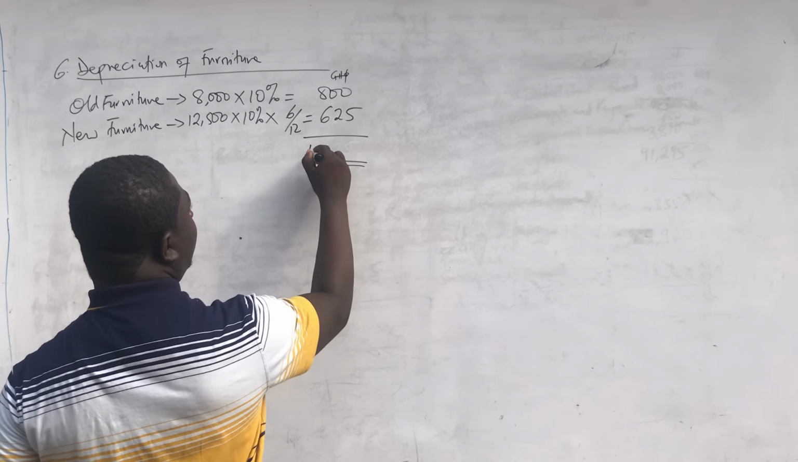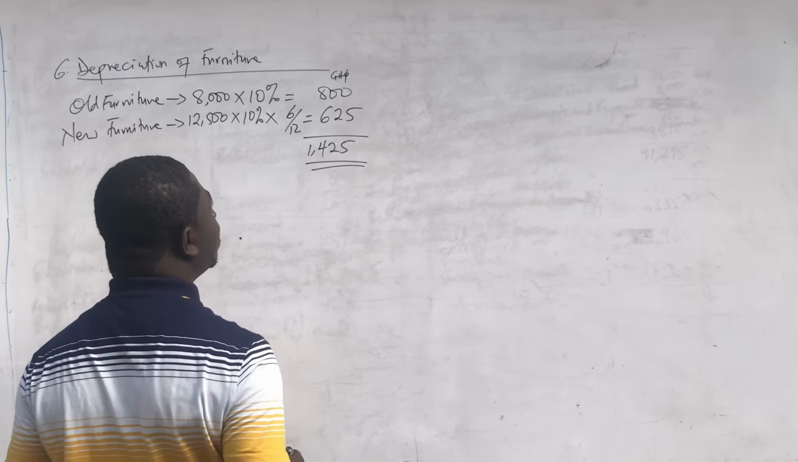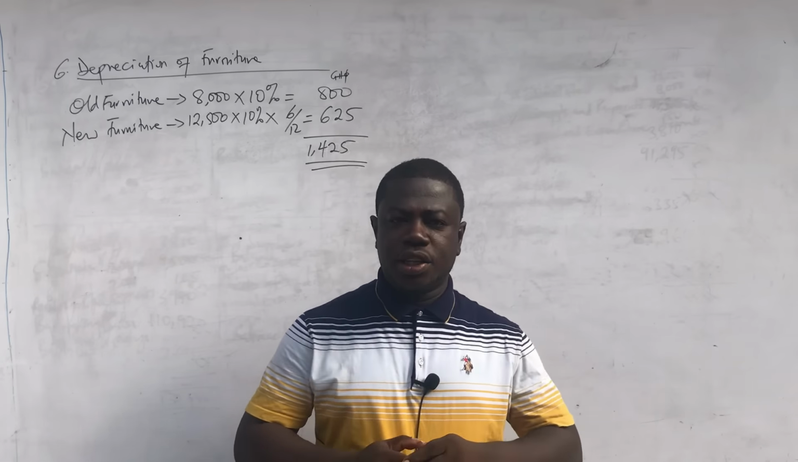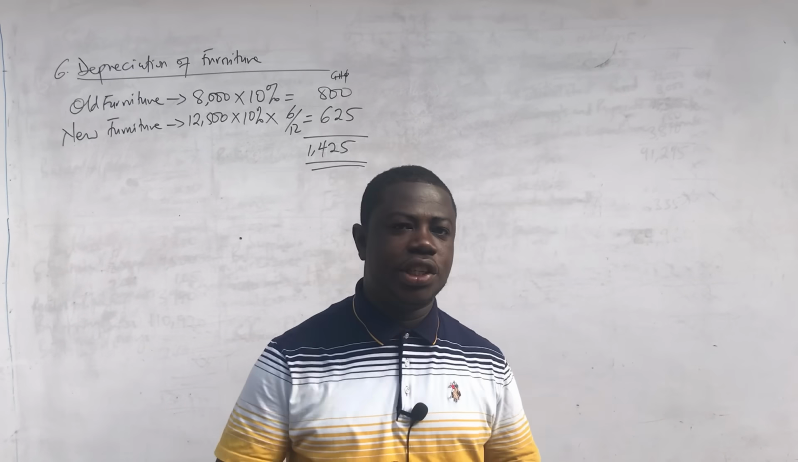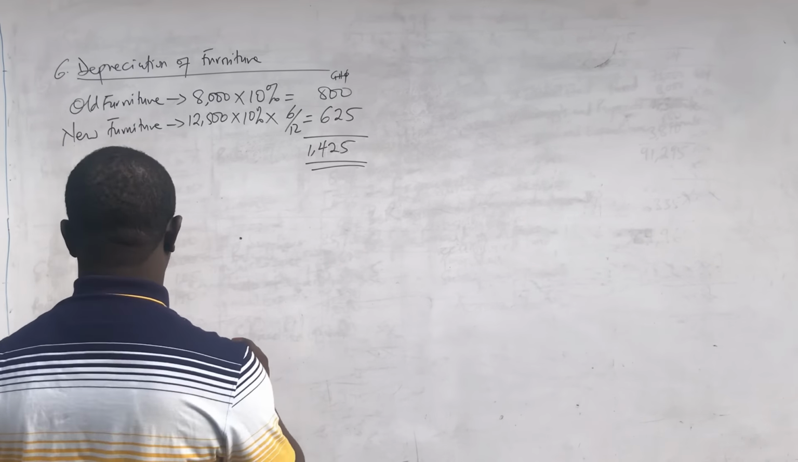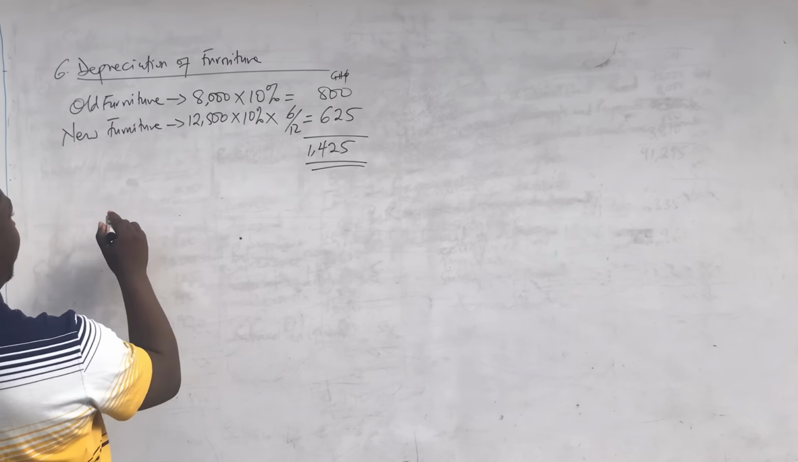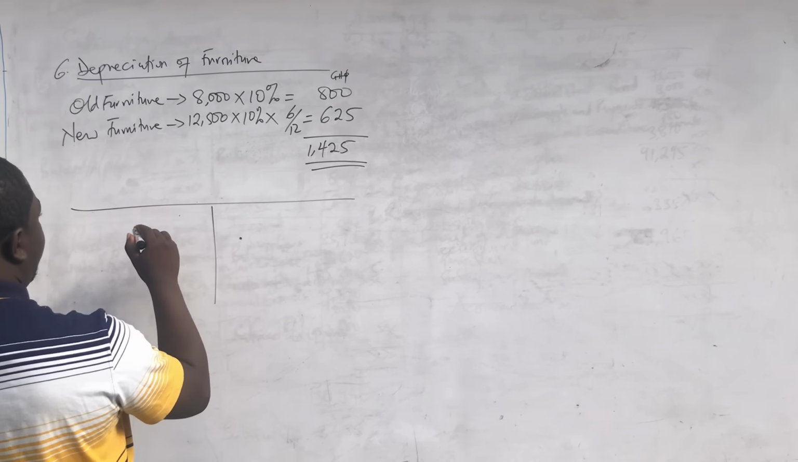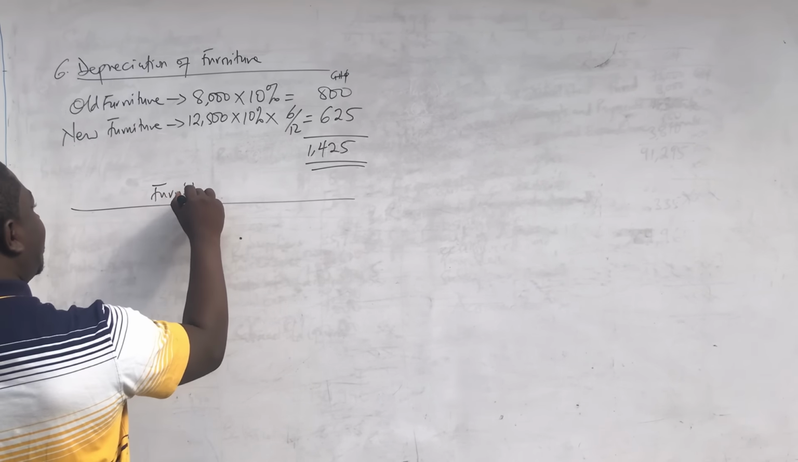And so when we add that up, we have 1,425 Ghana cedis as total depreciation for the entire furniture that we are going to use. And then consider the asset prices. Let us look at it in the form of an account. So let's assume this is the furniture account.